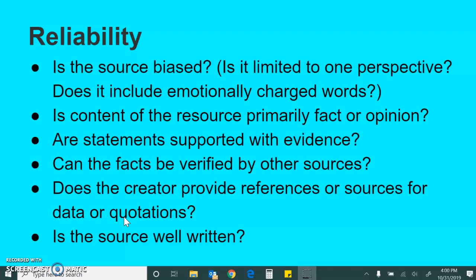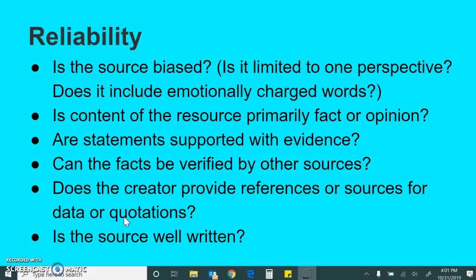Is the source biased? True bias is when a source is limited to one perspective and does not acknowledge other perspectives. Sometimes it includes emotionally charged words. Biased sources doesn't mean we can't use them, but they might not be as credible as other sources.